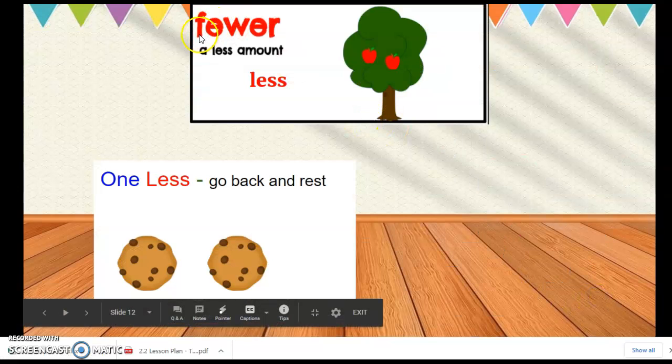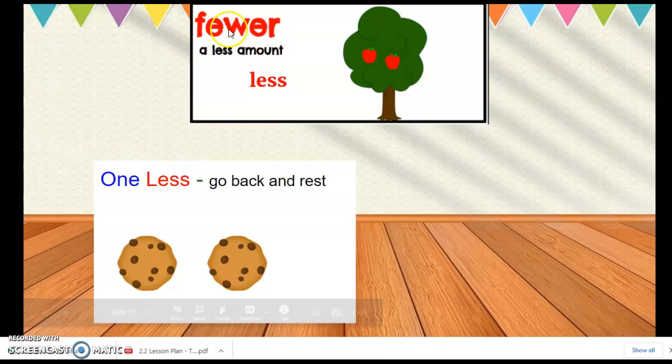All right, so this is the word fewer. Can you say fewer? Fewer. Fewer means a less amount. Fewer and less mean the same thing. And if you look here at the picture, you can see that there are a few apples, or less apples. Now, one thing that I want you to remember about one less is one less, go back and rest. Can you say that with me? One less, go back and rest.